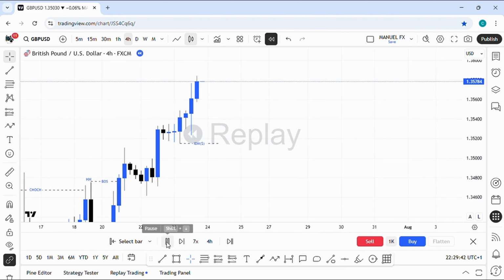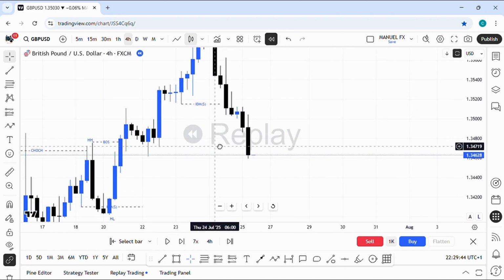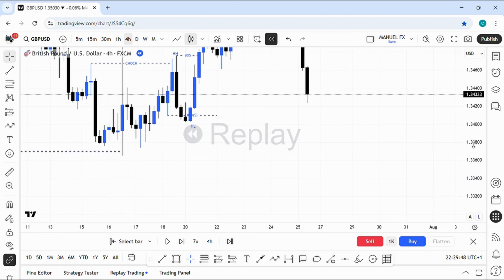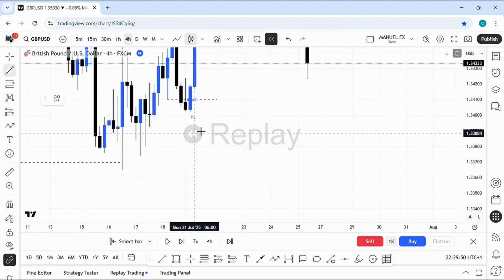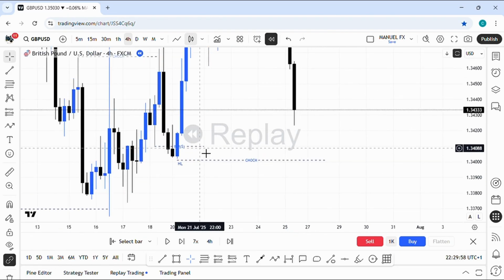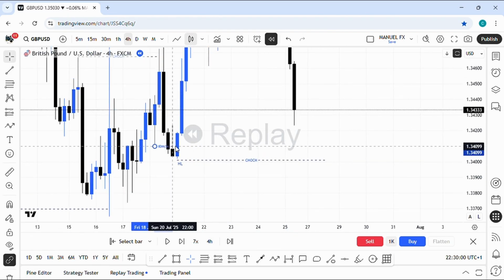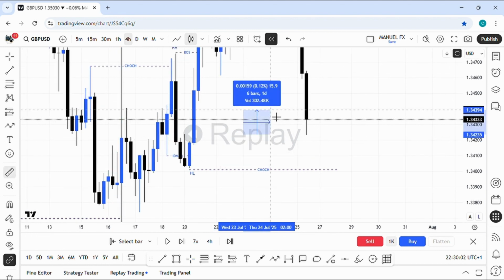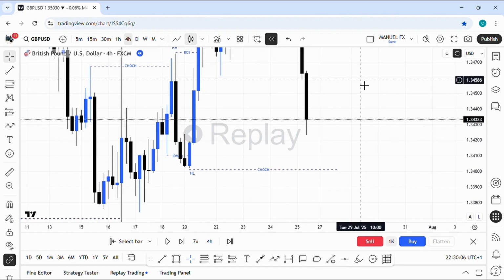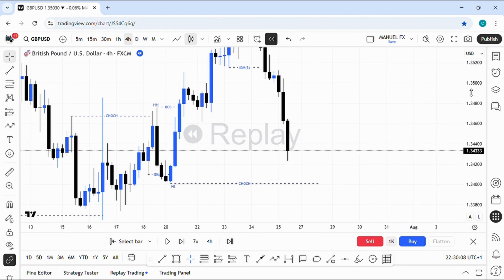Let's play price. Price has taken out the inducement. Now, if price takes out this higher low, it becomes our change of character. If price takes out this higher low, it becomes our change of what? Character. It becomes our change of character.